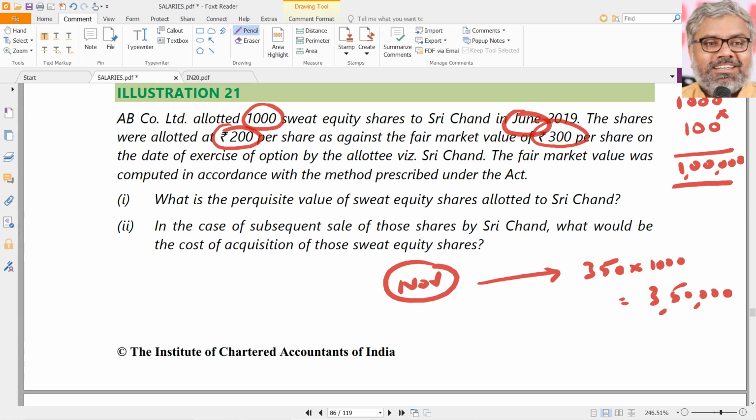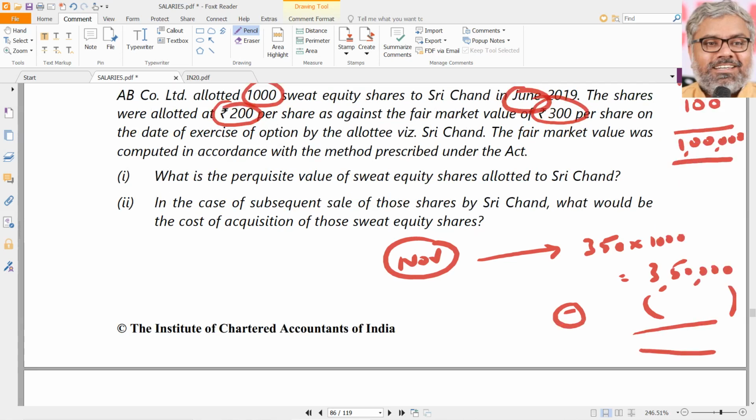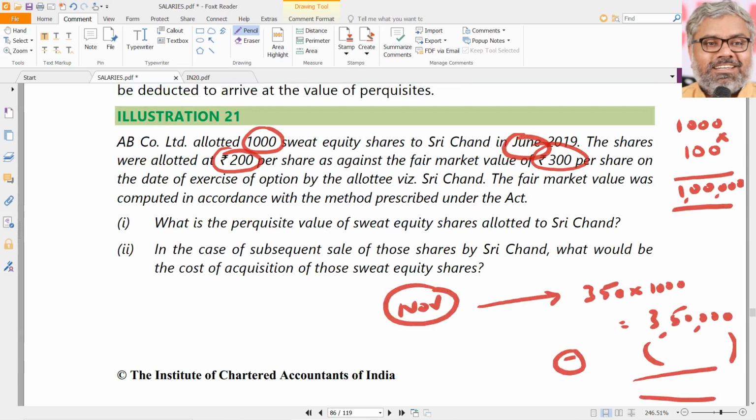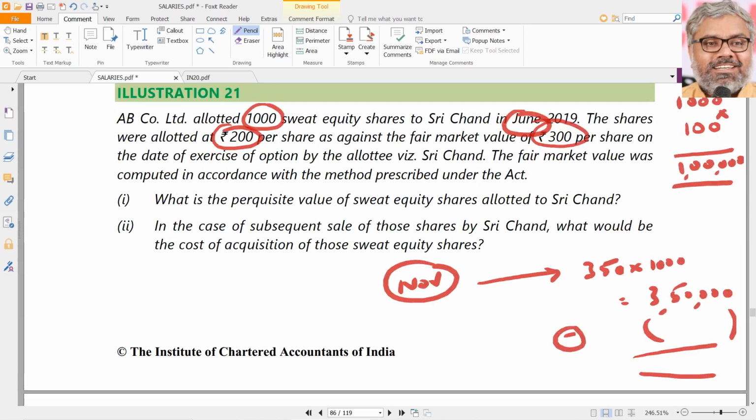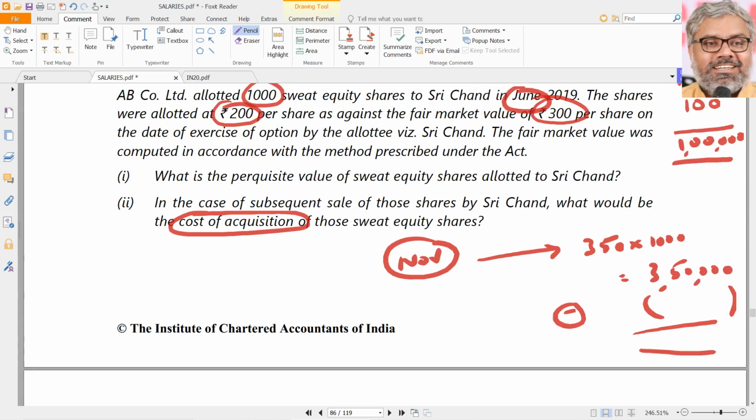But the question is not that. Question is, how much should be taken as cost of acquisition? What is the profit that he has derived from this sale of shares? Should we take 2 lakhs, which he actually paid, or should we take 3 lakhs, on which already he has paid tax? Because 3 lakhs minus 2 lakhs, whatever the 1 lakh difference was, already that was taxed in his hands under the head of salaries. So the question is that, what should be the cost of acquisition of those shares later on when it is subsequently sold? Sale price is a fact, 3,50,000. Question is what? In order to calculate capital gain, how much has to be considered as cost of acquisition? 2 lakhs or 3 lakhs is the question.